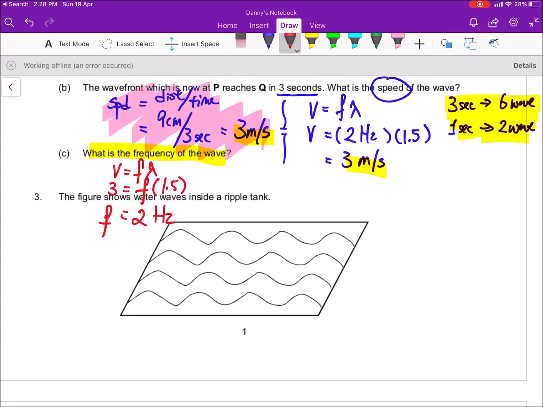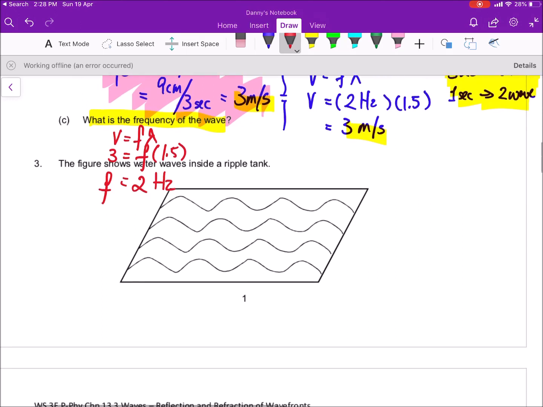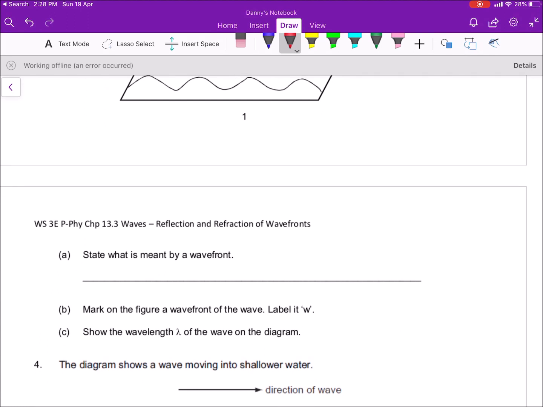Okay, so question 3, we have a 3D representation of a wave. You are supposed to state what is the wavefront. Please go and look for the definition in your textbook. I'm not going to give it to you. Do not Google, because in Google, some of the keywords that Cambridge is looking out for are not there. So always refer to the textbook.